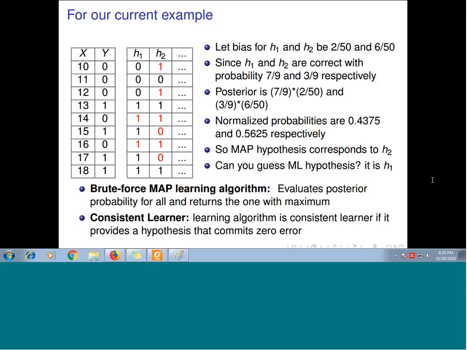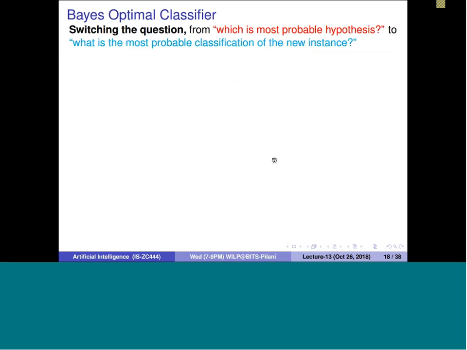Okay, no issue. So I just told you how to find out which is the best hypothesis. In terms of the ML, I see that this is the best hypothesis. In MAP, this is the best hypothesis. You know this? Now, I'm going to tell you the best classifier in terms of the Bayesian. That is the Bayes optimal classifier.